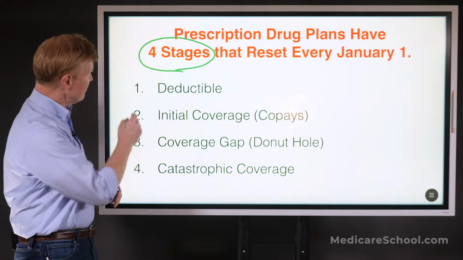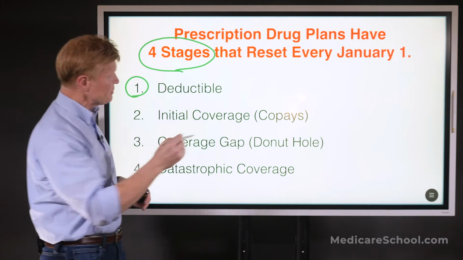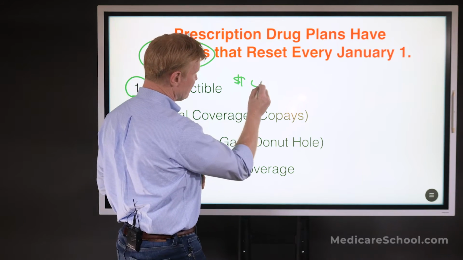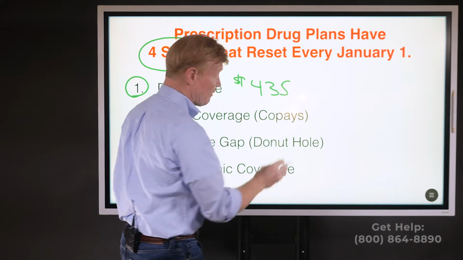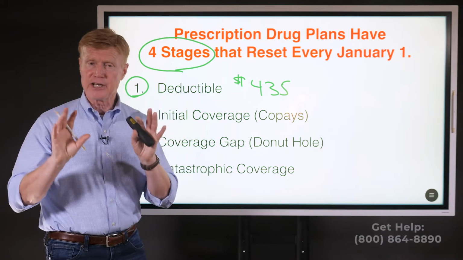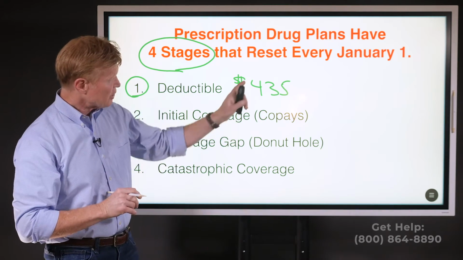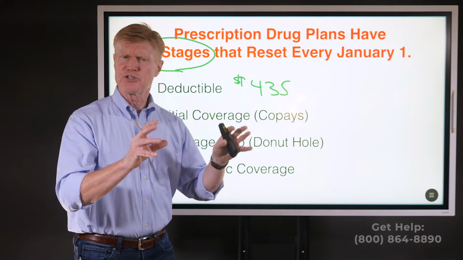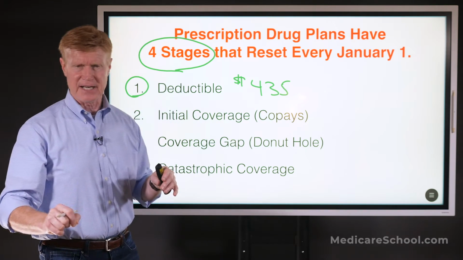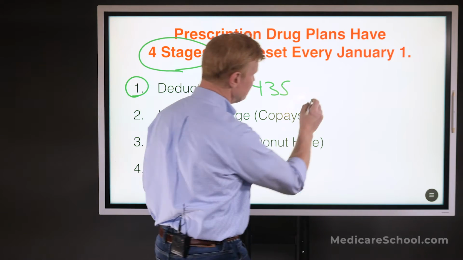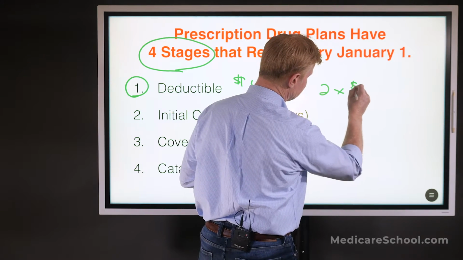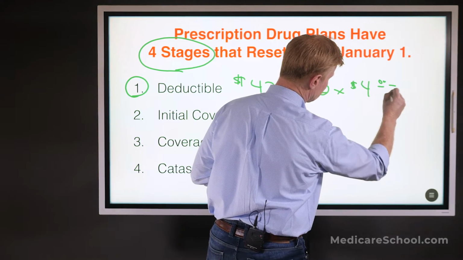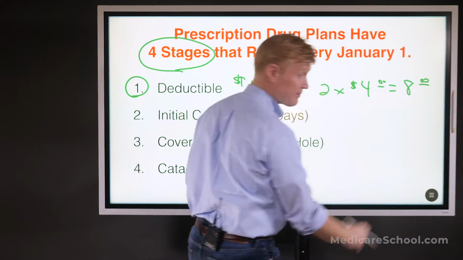We start every plan off in the deductible stage. This year, the deductible on most plans is $435. And what that simply means is this. If you're paying copays for your medications, the copay is applied to the $435. It doesn't mean that you necessarily have to show up and write a check for $435. Let's say I'm on 2 medications, and those medications have a $4 copay. So what are my medications costing me a month? $8 a month.